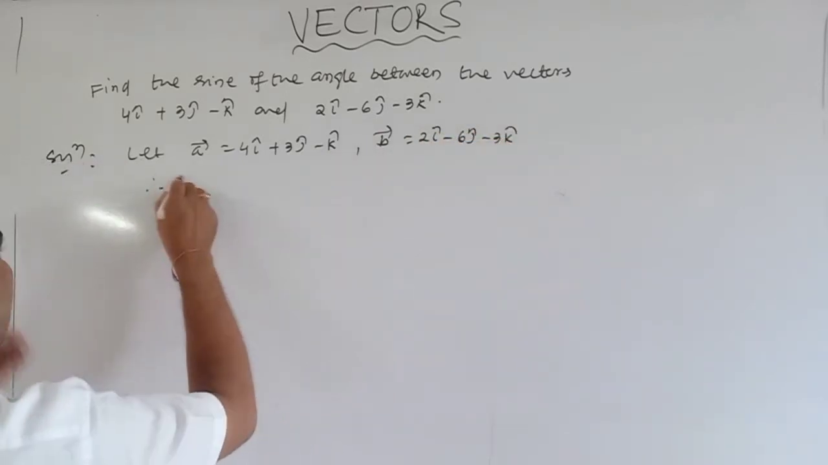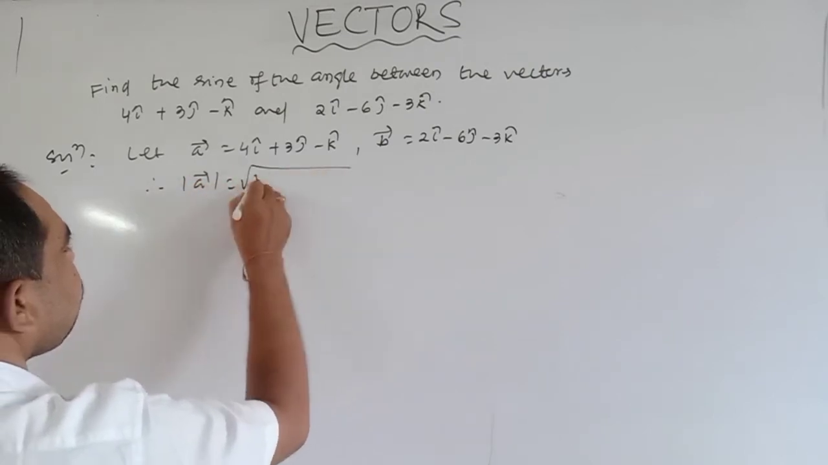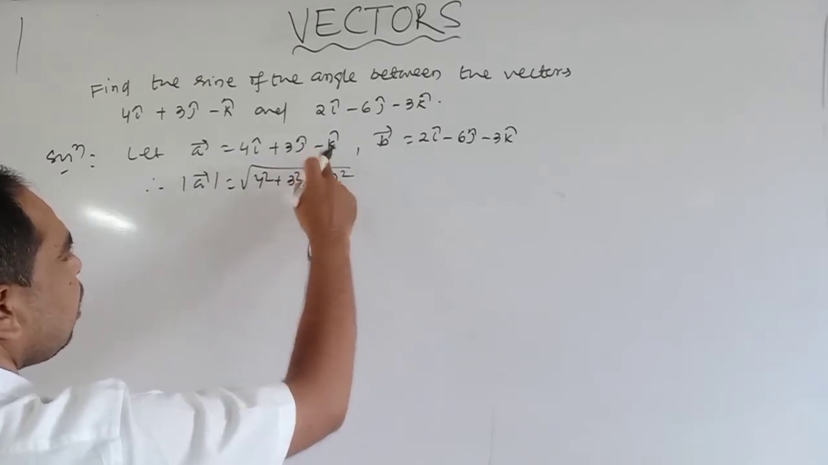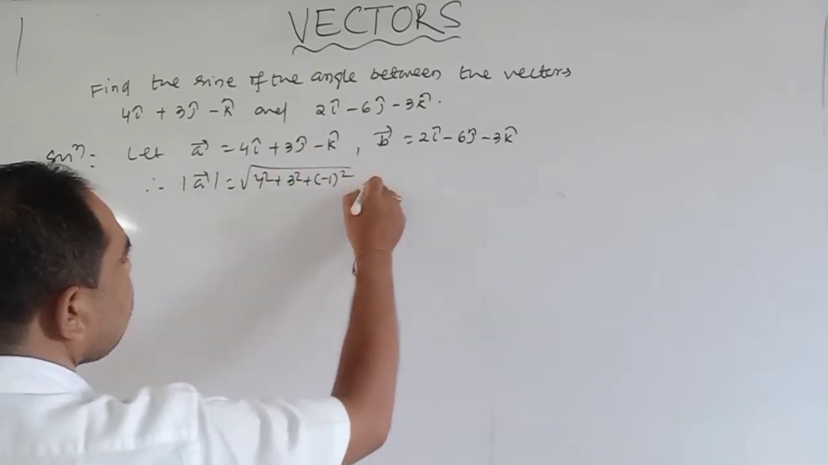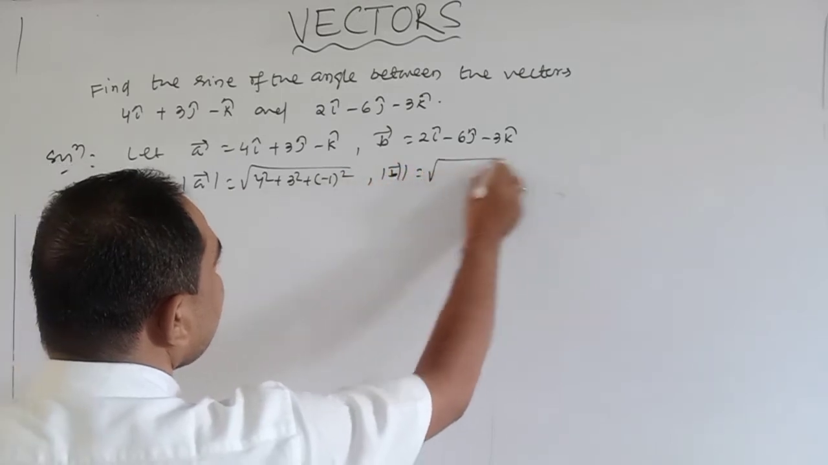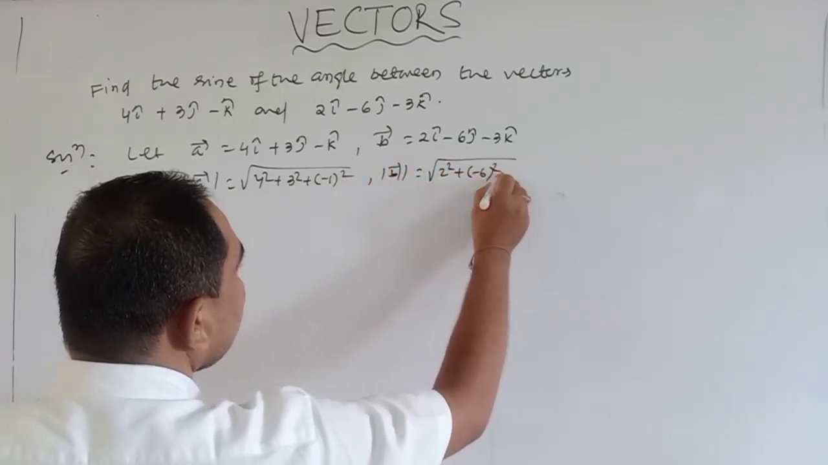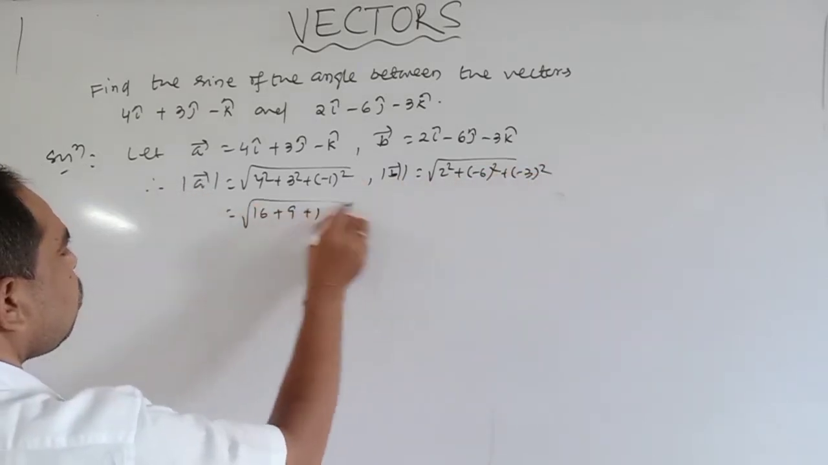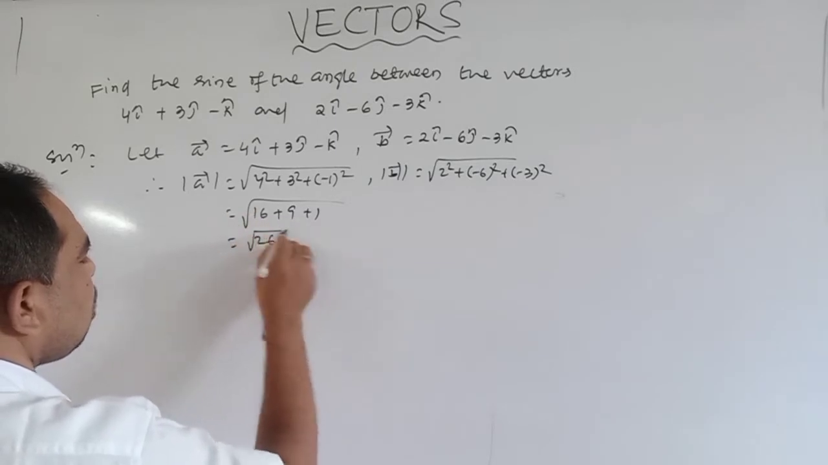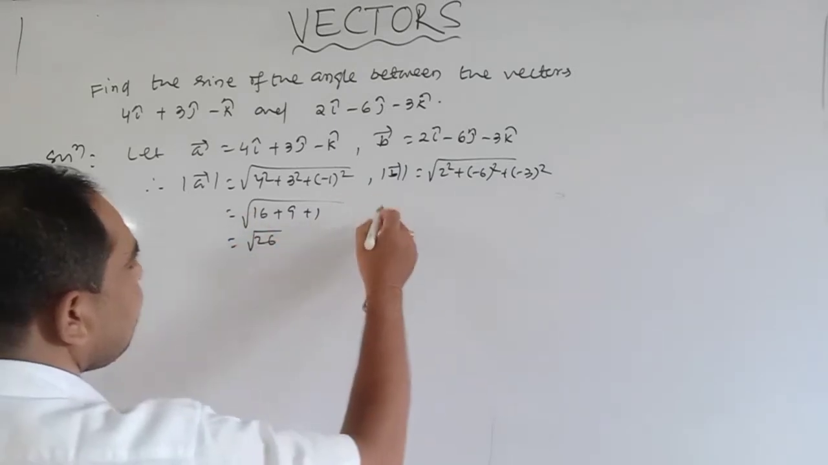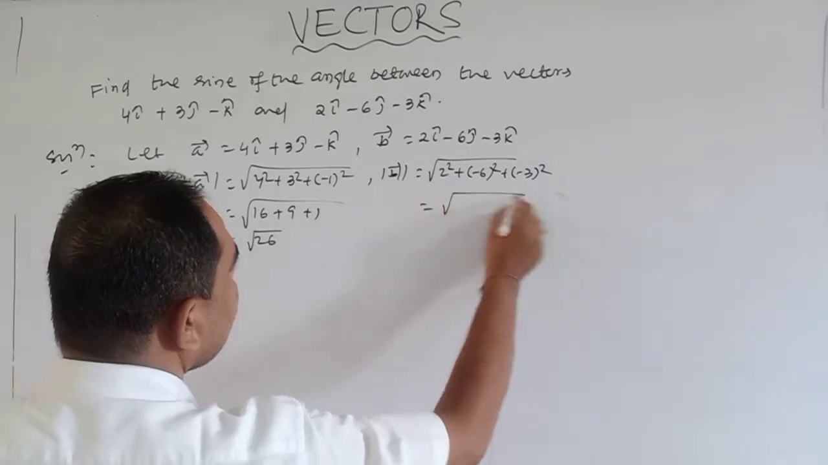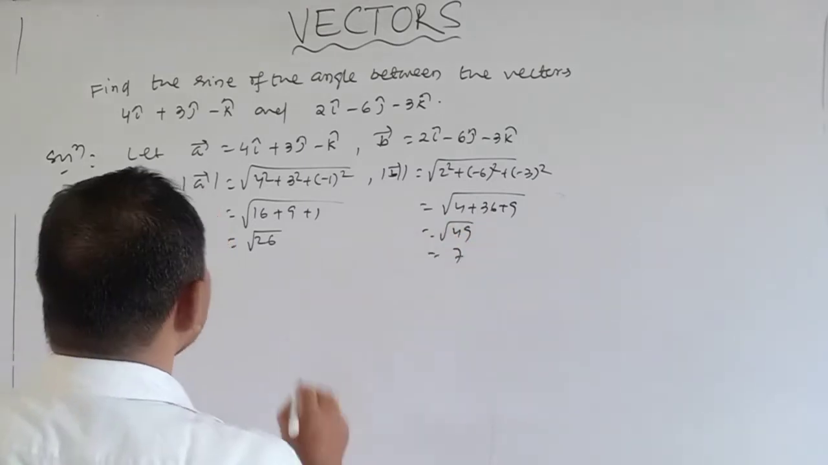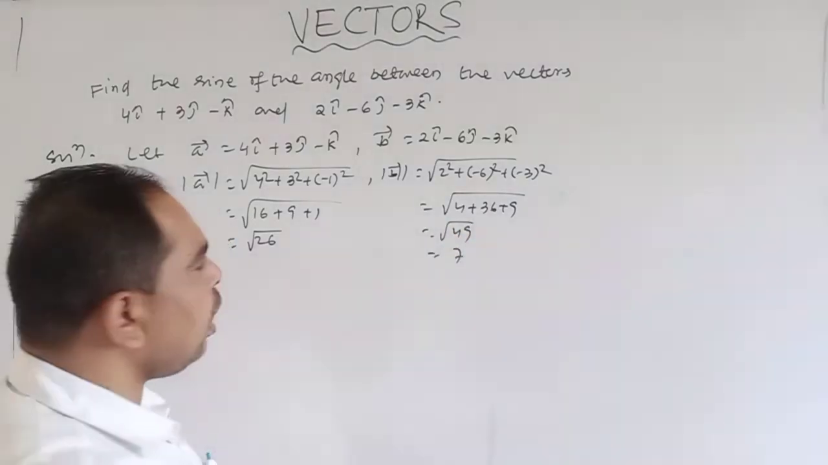Therefore mod of A vector is equal to square root of 4 square plus 3 square plus minus 1 square. The coefficient of k is minus 1. Mod B is equal to square root of 2 square plus minus 6 square plus minus 3 square. That is 16 plus 9 plus 1, root 26. Mod B is square root of 4 plus 36 plus 9, so root 49, that means 7. So this is mod A and mod B.